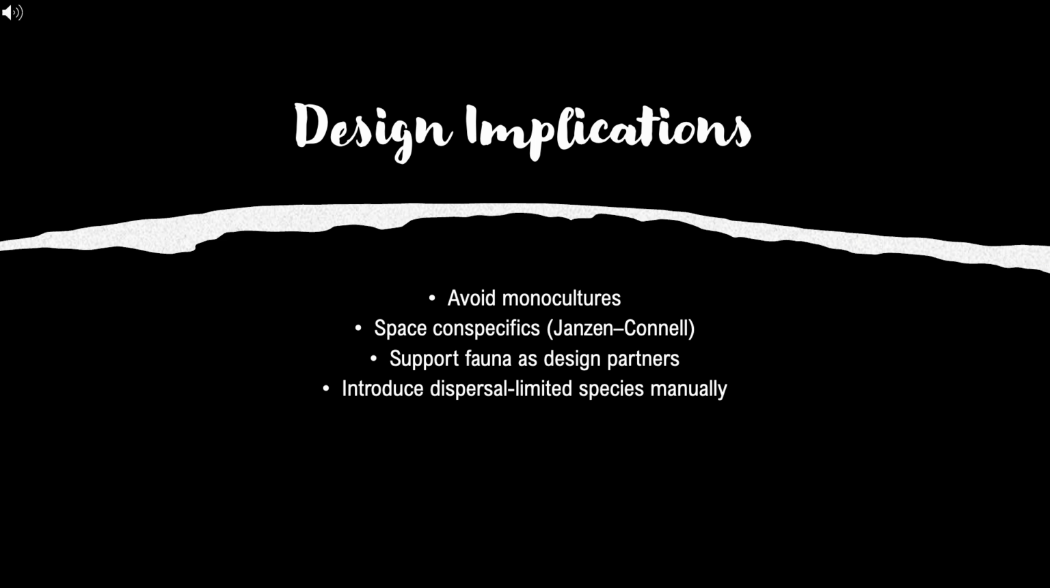And fourth, for species that can't disperse themselves into your site, shade-tolerant late successional species, for example, you may need to introduce them manually. Don't assume the landscape will assemble itself completely without your help.